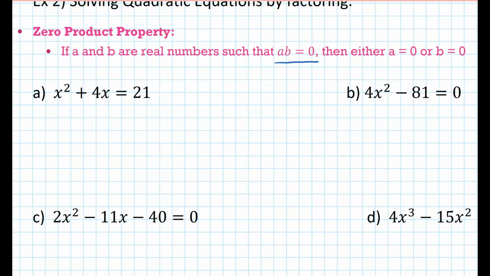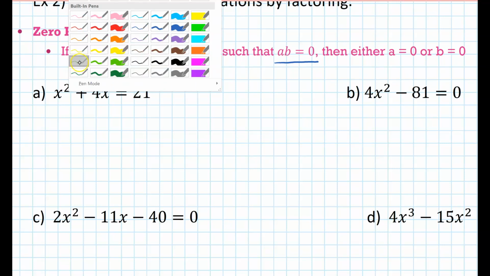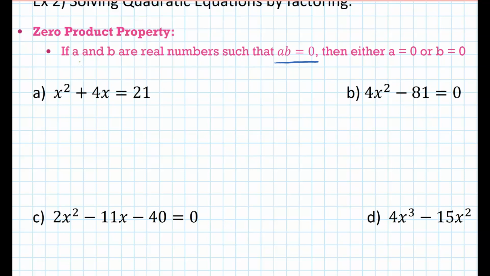So let's look at the first one. I have x squared plus 4x is equal to 21. So what's the first thing we would need to do? Subtract 21. Because remember, anytime we're solving these, we have to be set equal to 0. So I subtract 21 from both sides. I get x squared plus 4x minus 21 is equal to 0.